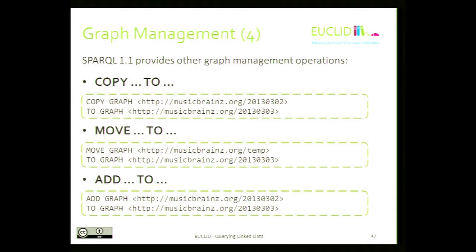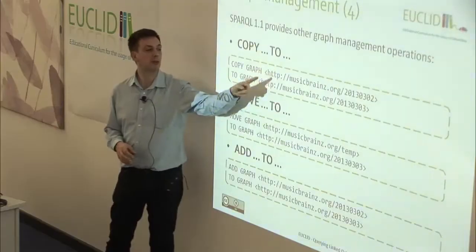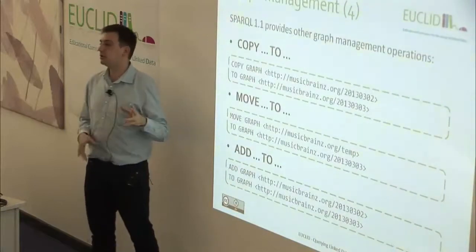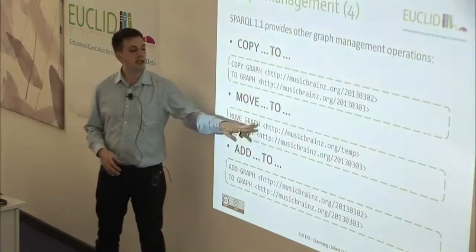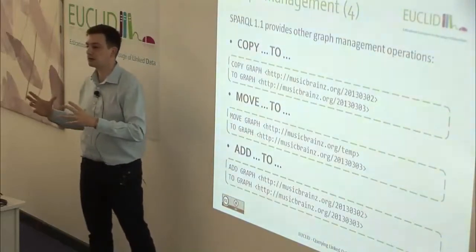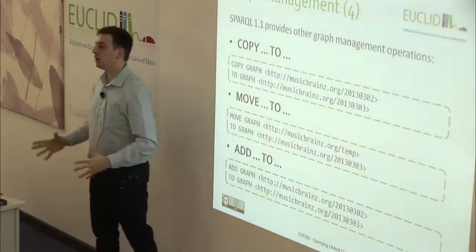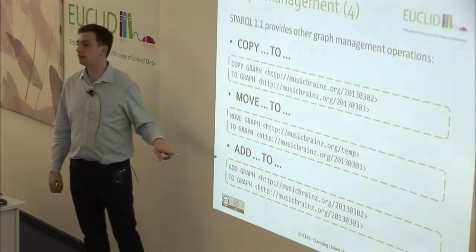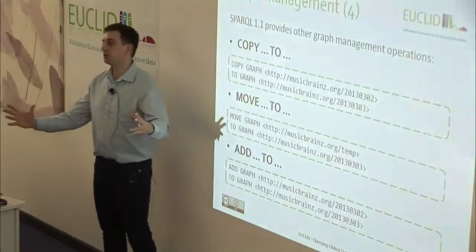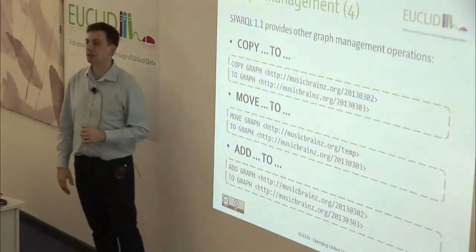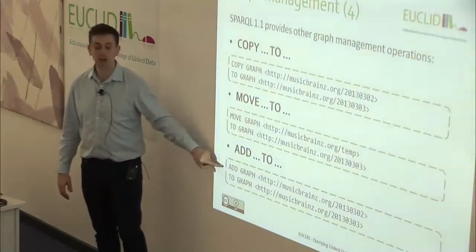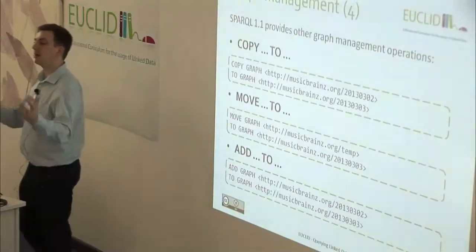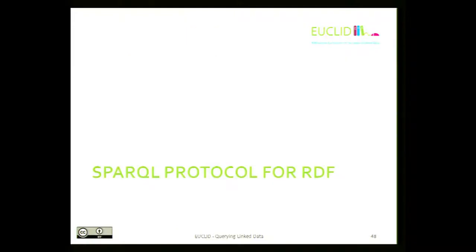So you say scrap everything that's in here and populate it with a copy of all of the triples from the source one. Okay? Move is destructive of the source as well. So it says take everything out of the source, all of the triples out of the source, and write them over whatever was in the destination before. Okay? Add is non-destructive. It says get me all of these triples from the source and add them to the triples that are in the destination. So if the destination graph was already populated, you preserve those triples and you add more from the source graph together with them.